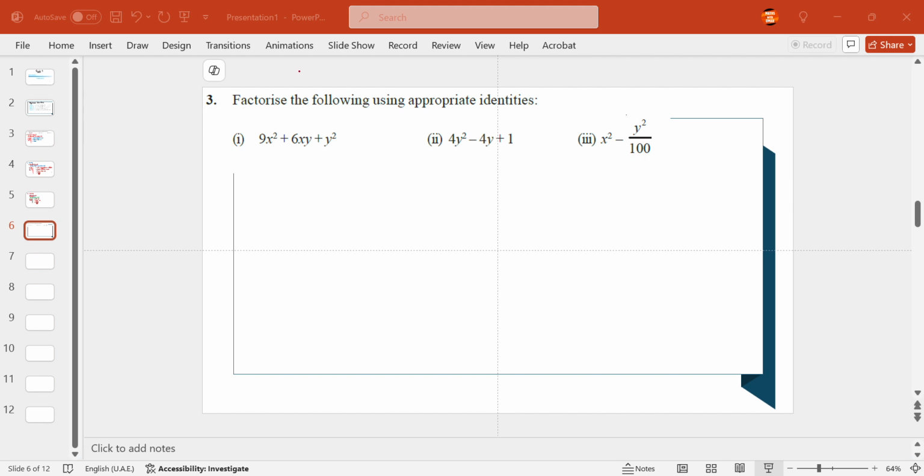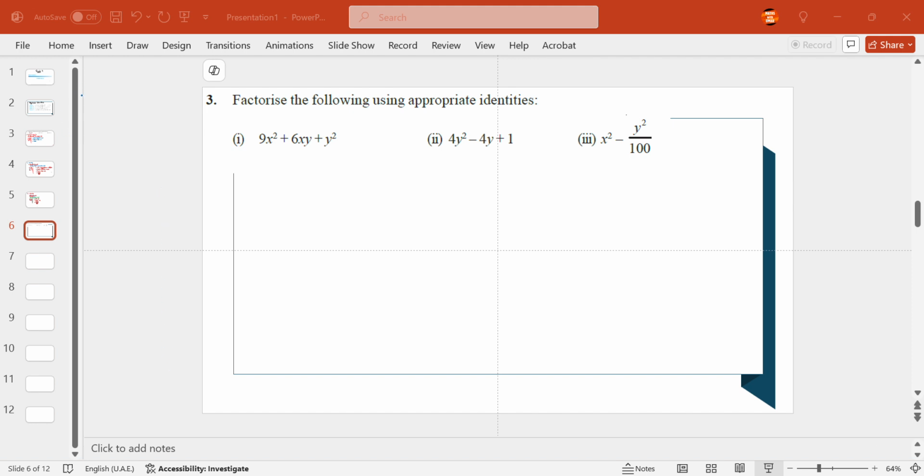And what about the third term 1? Here 1 always can be written as 1 square. So it is also a perfect square. So when it is a perfect square, and we have three terms, we have to use the second identity. What is the second identity? a square minus 2ab plus b square, that is equal to (a minus b) whole square. Right, my dear students? So now let us equate and find out a and b.